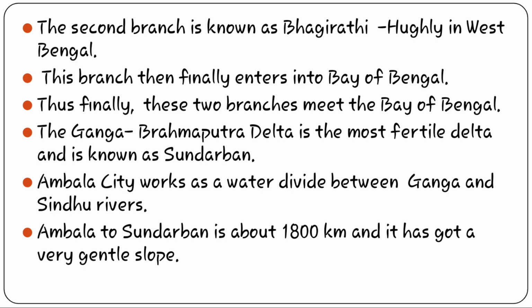Ambala to Sundarban, as I told you, is about 1800 km, but it has a very gentle slope. Sorry, Ambala is at an altitude of about 300 metres from sea level, whereas Sundarban is at sea level.